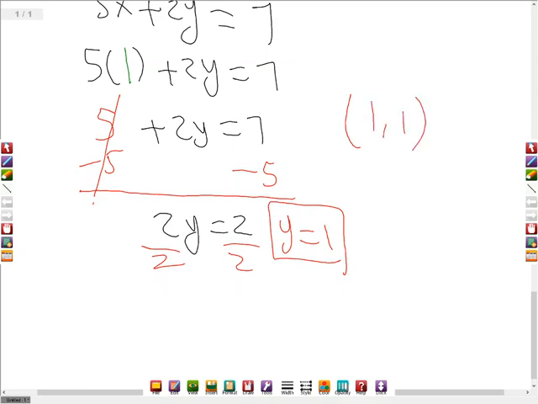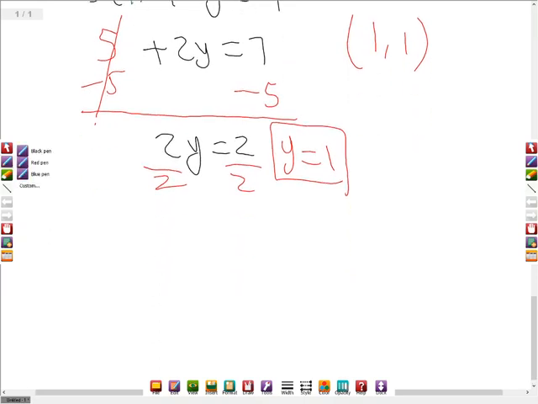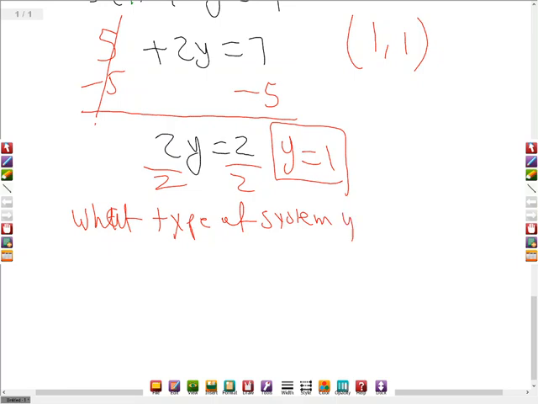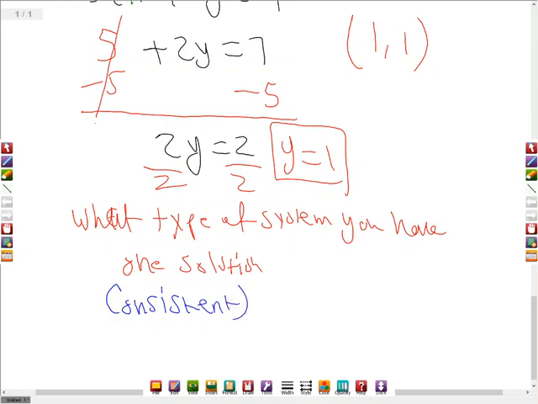When you have a solution, remember this, some teachers will ask you what type of system you have. One solution means consistent. Some books call it independent.